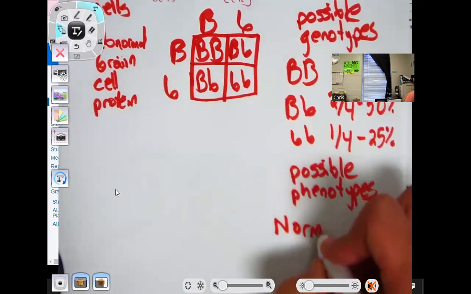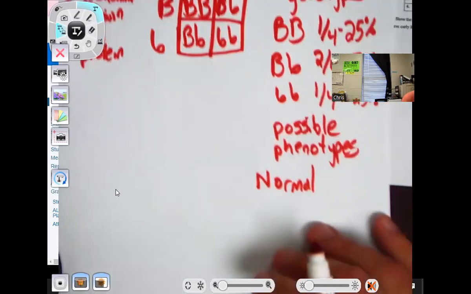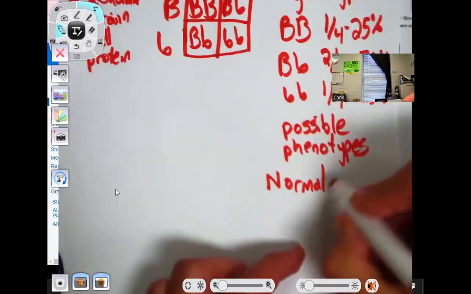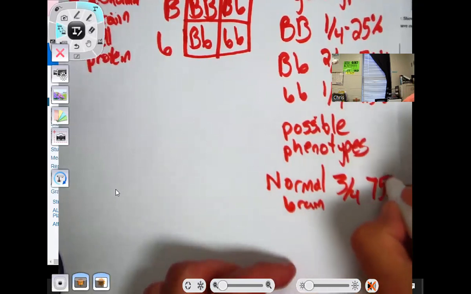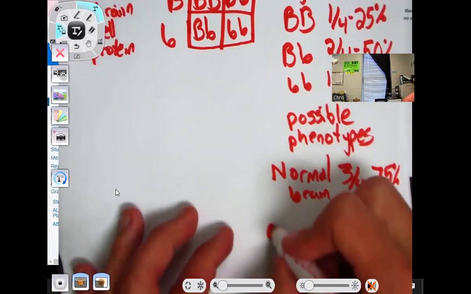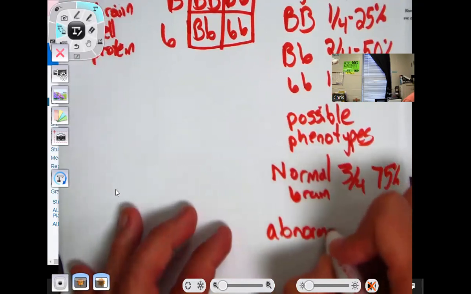So what's the chance to get normal? 75%. Normal brain cells is 75%, 3 out of 4. How about abnormal? 25%.